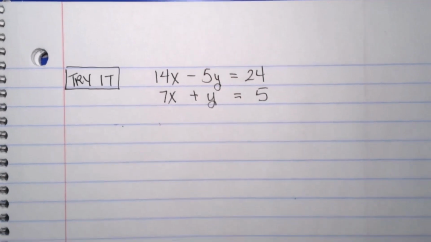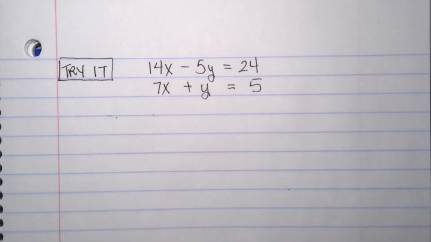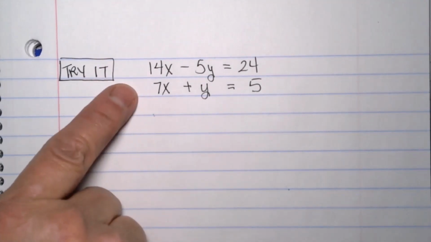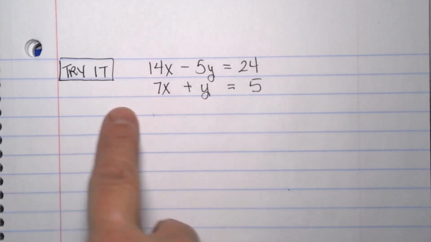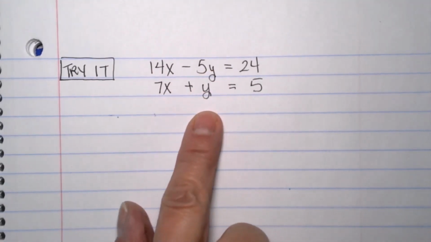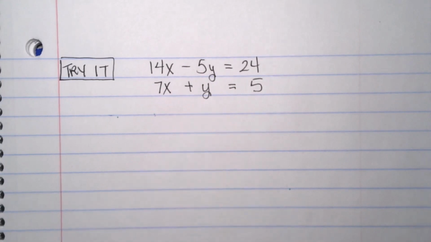It doesn't matter. Does anyone have a preference? Do you like multiplying the bottom times 2 for the x's, or do you want to multiply it times 5 and get rid of the y's first? What? Everybody's like, why don't you ask me what kind of ice cream I like, not whether I want to multiply by a number?